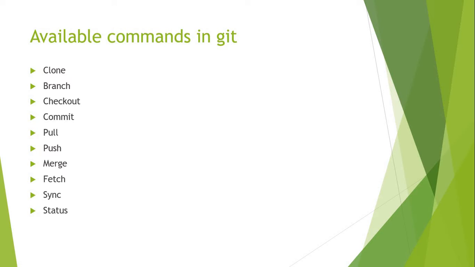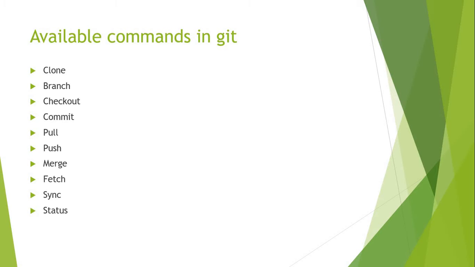We use these commands. Clone is used for cloning the repository from remote to your local system. Branch is used for creating a different branch or deleting a branch. Checkout is for moving to a different branch and changing the branch. Commit is for saving your local changes to local.